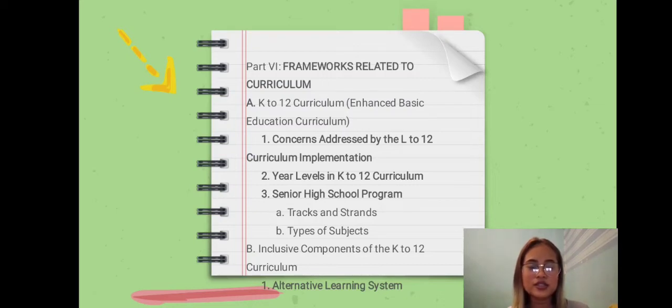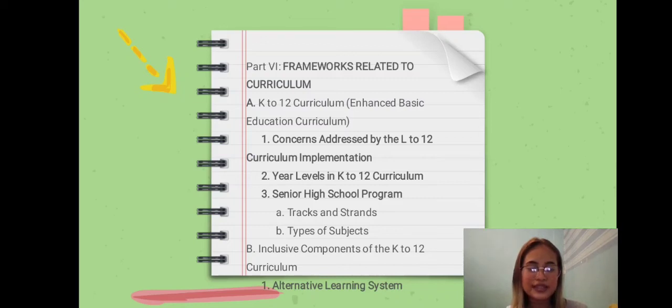Number 1, concerns addressed by the K-12 curriculum implementation. Letter A, enhancing the quality of basic education in the Philippines is urgent and critical. Letter B, the poor quality of education is reflected in the low achievement scores of Filipino students. Letter C, the Philippines failed miserably in international tests. Letter D, the 10-year curriculum is congested, which partly explains the present state of education. Letter E, the preparation of high school graduates for the world of work or higher education is inadequate. Letter F, most graduates are too young to enter the labor force.